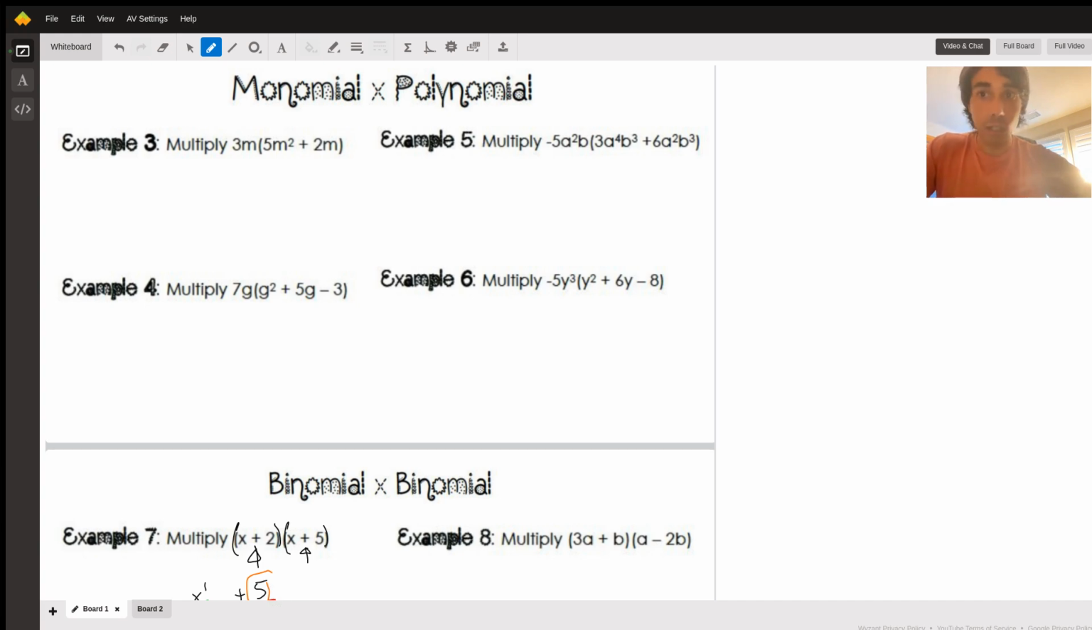And then we're going to add everything up that we put in all those boxes. All right, so we got x power 2 plus 5x plus 2x plus 10. The last step, combine like terms. You can combine like terms whenever you've got the same exponent and the same variable, the same letter.